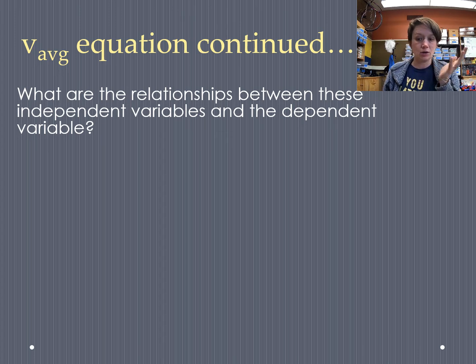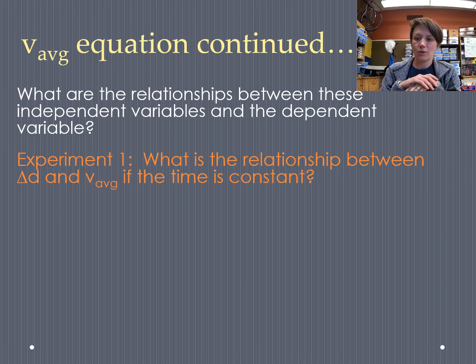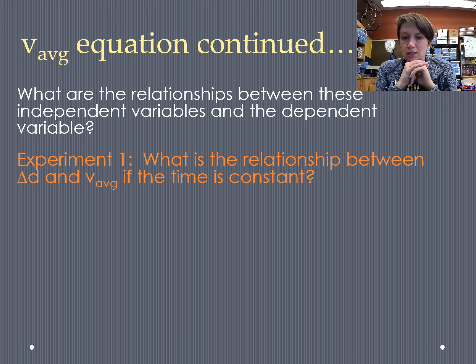Are they linear, inverse? Hopefully not no relationship, or we wouldn't be using them, but are they linear or inverse? If you're in class, we do this actual experiment, but if you're just watching this at home, do a little thought experiment. That means think about what's going to happen. The question is, what is the relationship between delta D and the average velocity of an object, assuming that third variable is not changing?